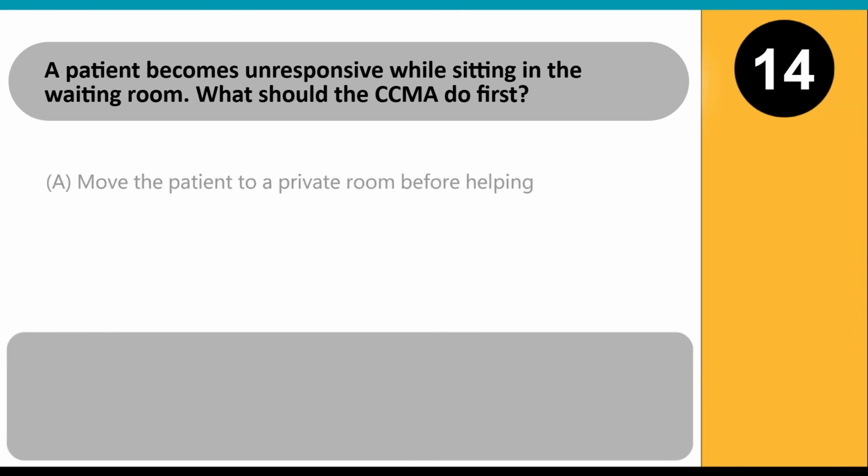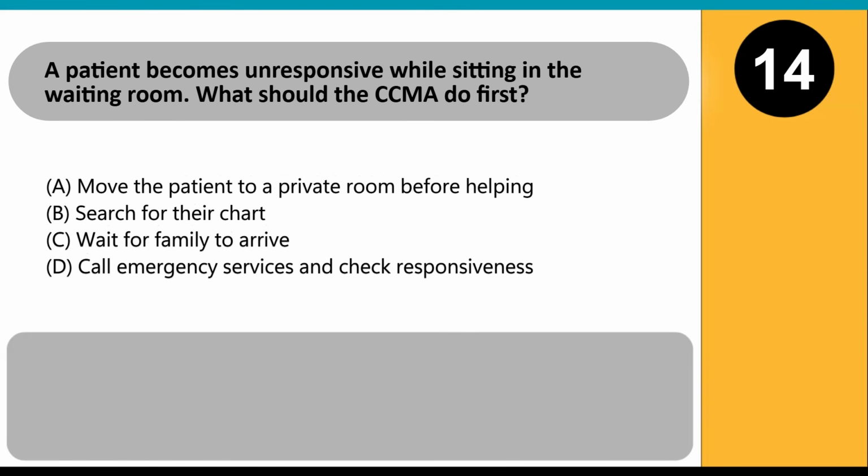A patient becomes unresponsive while sitting in the waiting room. What should the CCMA do first? A. Move the patient to a private room before helping. B. Search for their chart. C. Wait for family to arrive. D. Call emergency services and check responsiveness.